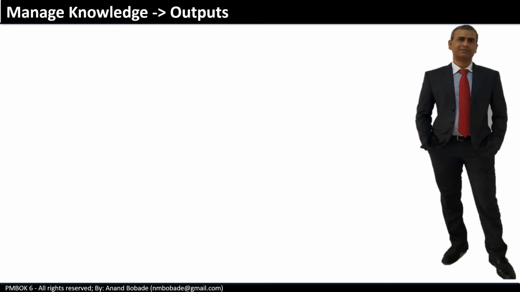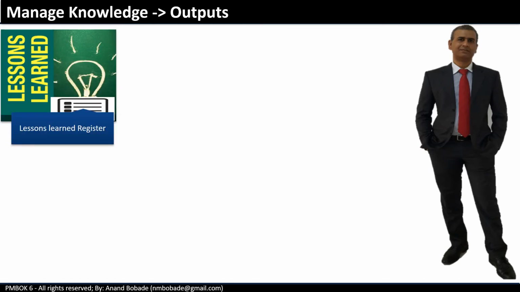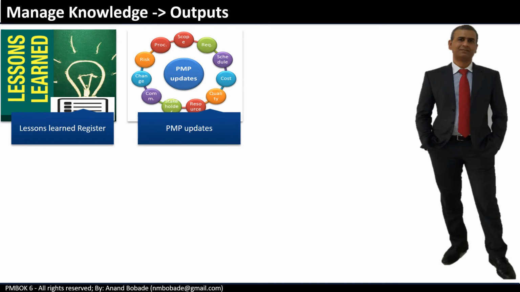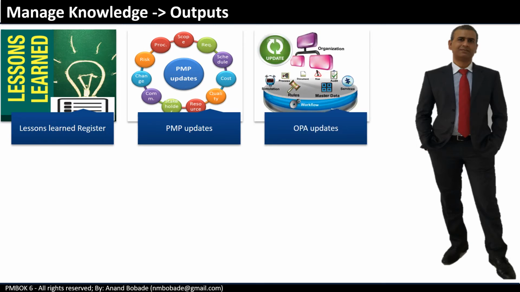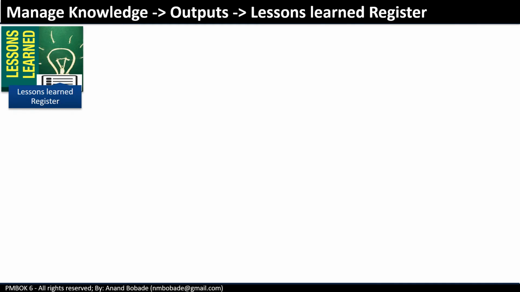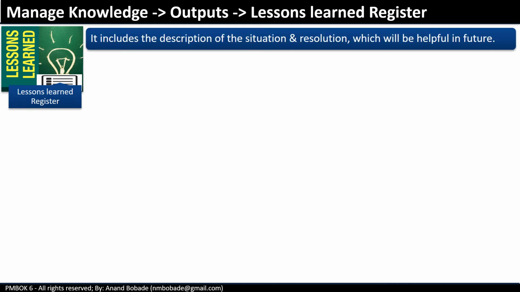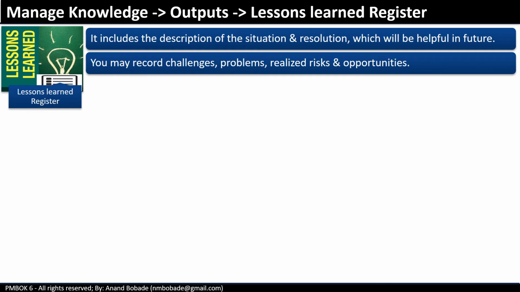The outputs of the manage knowledge process are lesson learned register, project management plan updates, and organizational process asset updates. Let's understand them in detail. Lesson learned register. Now this is the key output. We all know, we all create a lesson learned register on the project. It includes the description of situation and resolution, which will be helpful in future. You can document challenges, problems, realized risks and opportunities as a part of the lesson learned register.